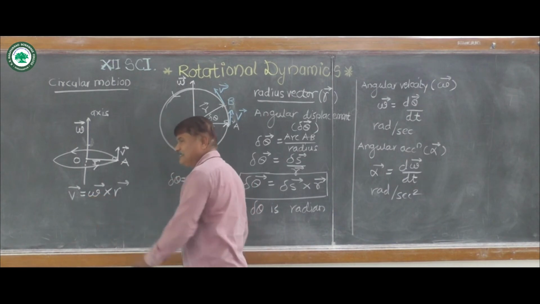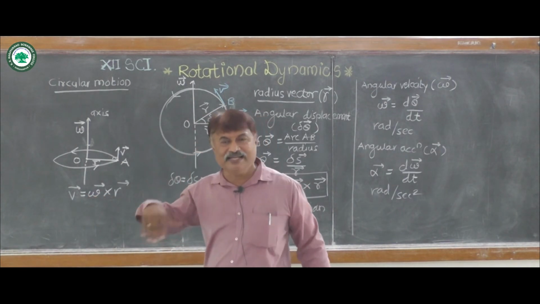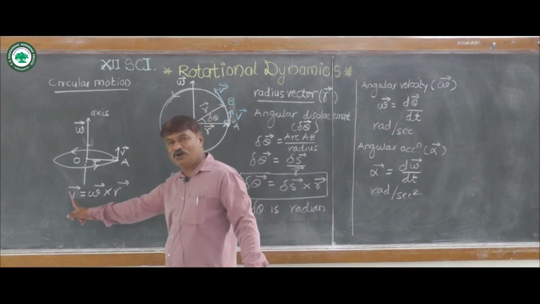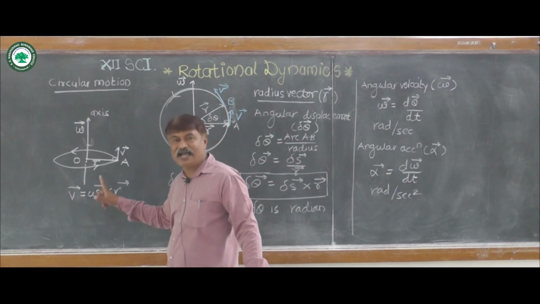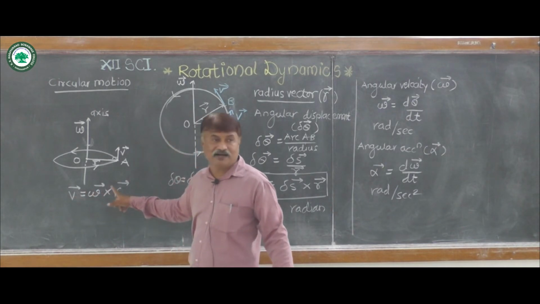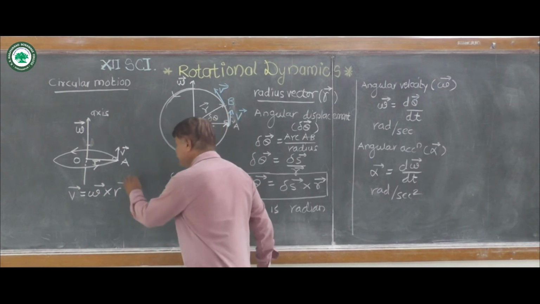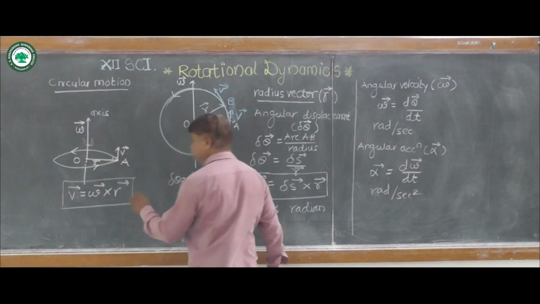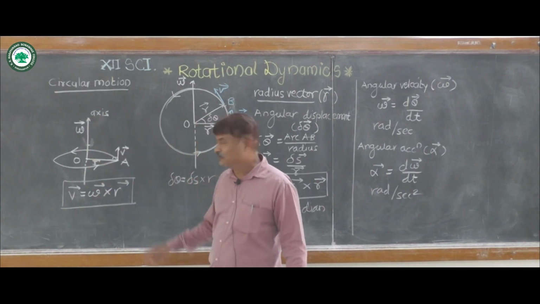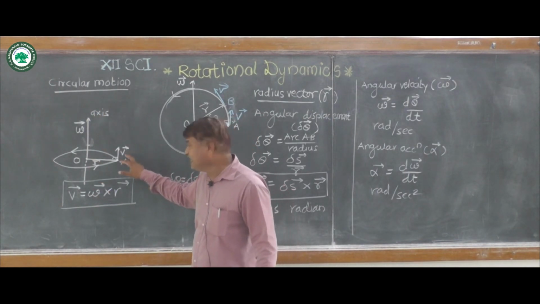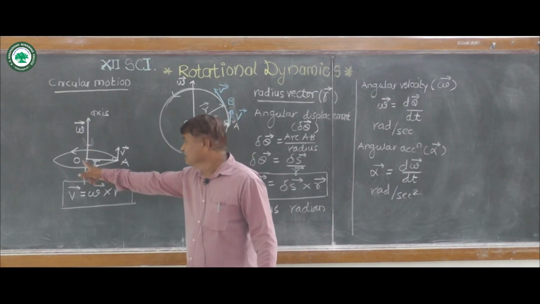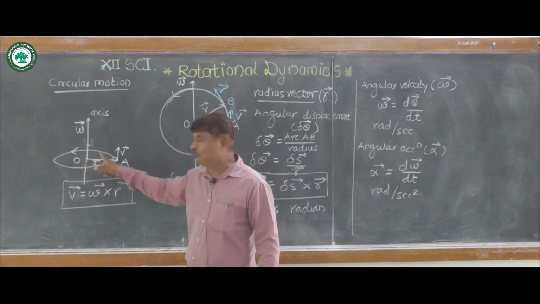In this way, this gives us the relation between linear motion and angular motion. V bar is the linear velocity, omega bar is the angular velocity, and that's why V bar is equal to omega bar cross R bar in vector form. Remember this relation. Omega always lies along the axis, linear velocity along the tangent, and the radius vector along the radius from the center of the circle to the circumference.